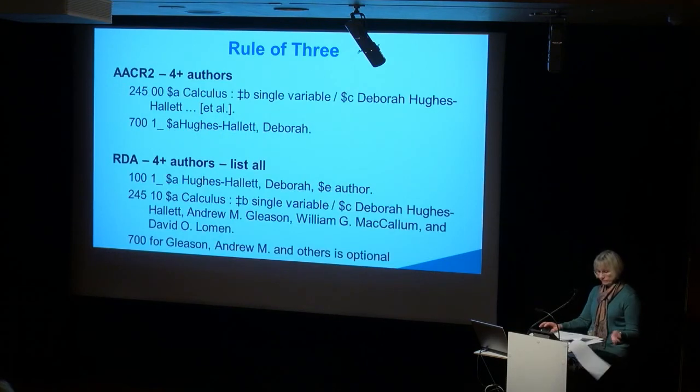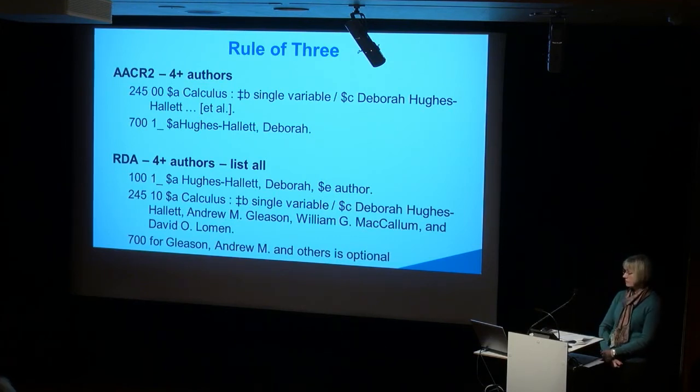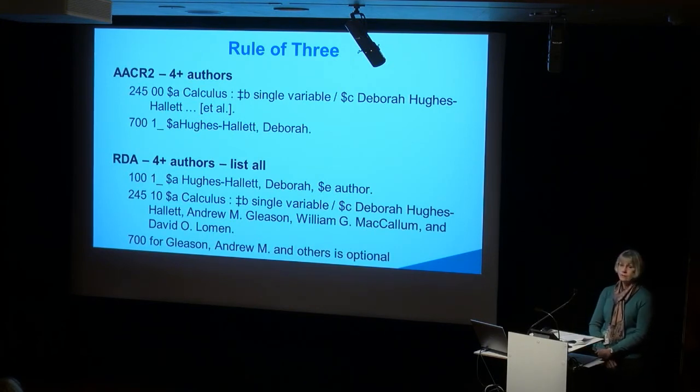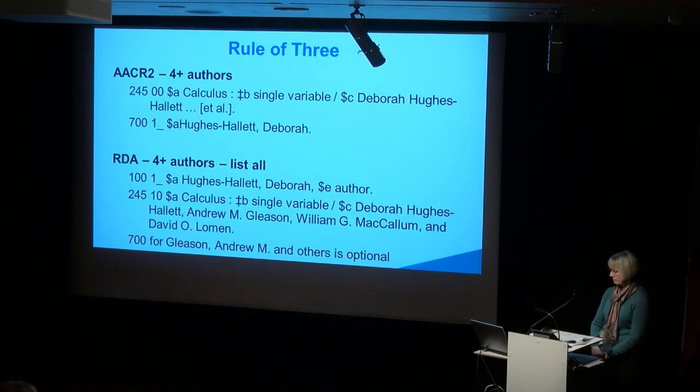So now, if we've got 4+ authors, in AACR we'd do the et al, and the first named person was a 700 as an edit entry. Now we have the option, we can list all of them if we want to, and the first named person is the 100, becomes the main entry. And you can add 700s for the others if you want to.